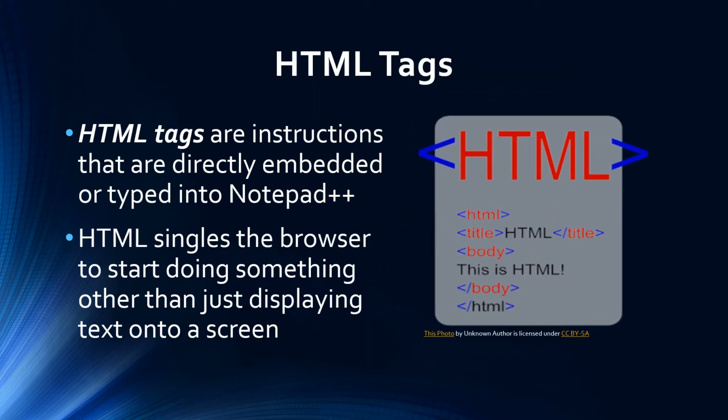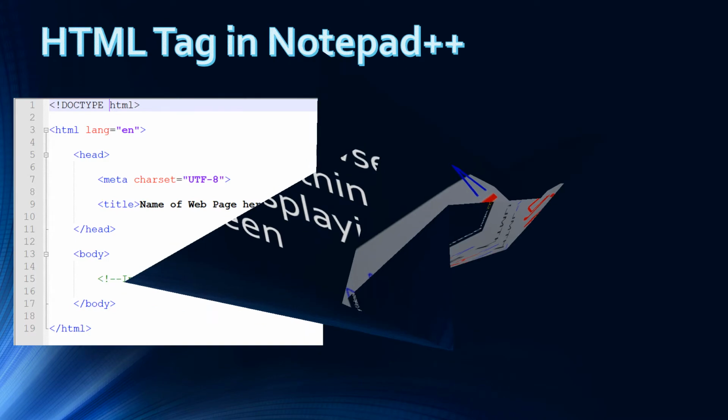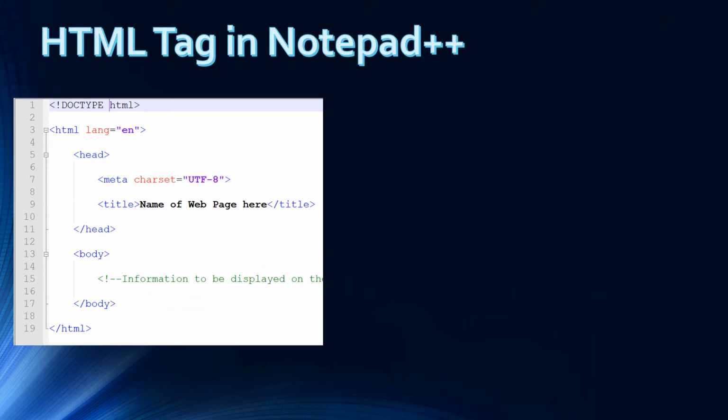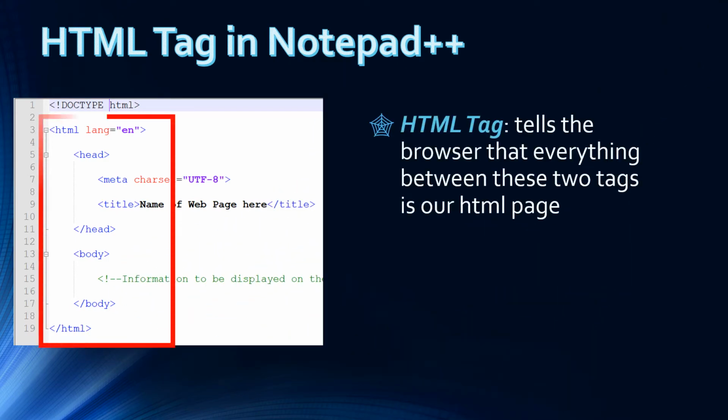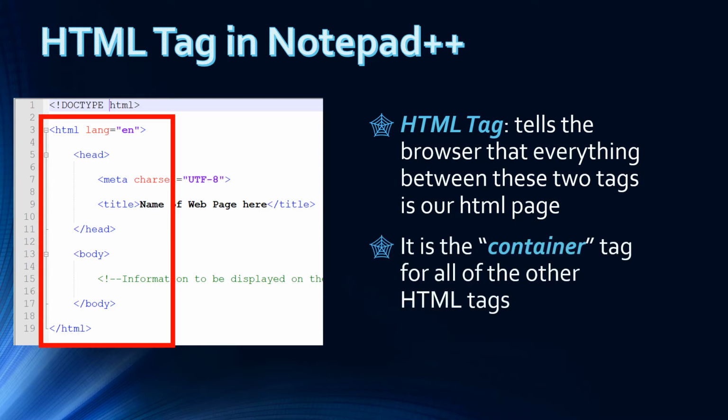The HTML signals the browser to start doing something other than just displaying text on the screen. So the HTML tells the browser they have to start reading in a different language. The HTML tags tell the browser that everything between these two tags is part of our HTML page. So when you look at the HTML tags, these are considered the container tags that house all of the other tags, such as the head tag, title tag, meta tags, and the body tag.